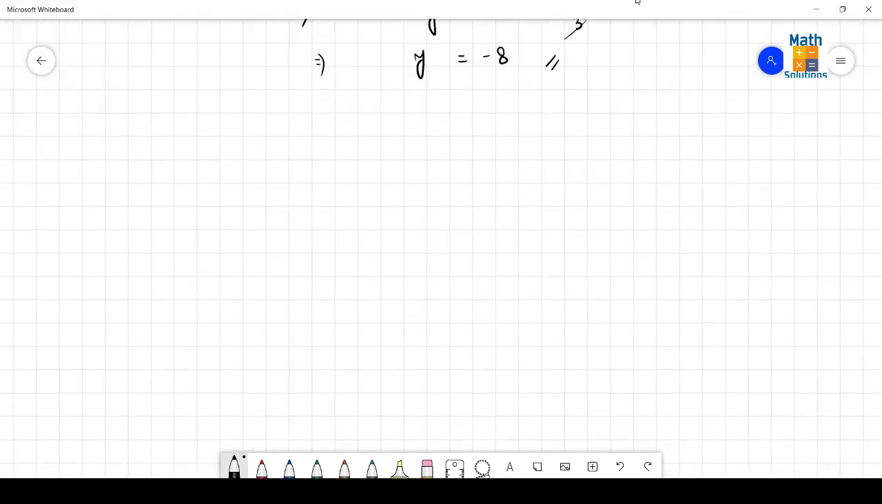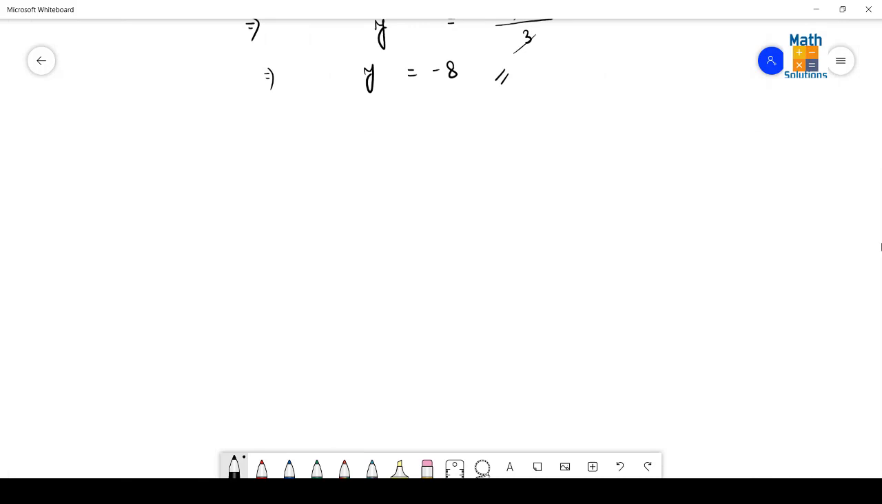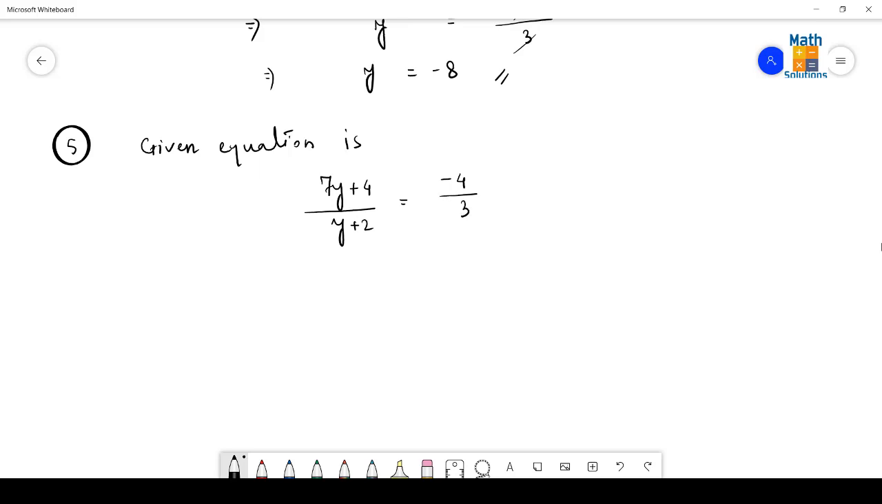Next we shall have to come to question number 5. So in number 5, what do I get? In question number 5, given equation is, what is the equation? In the numerator part we have 7y plus 4. Then in the denominator, what do we have? Y plus 2. That is equal to, what do I have here? Minus 4 by 3.